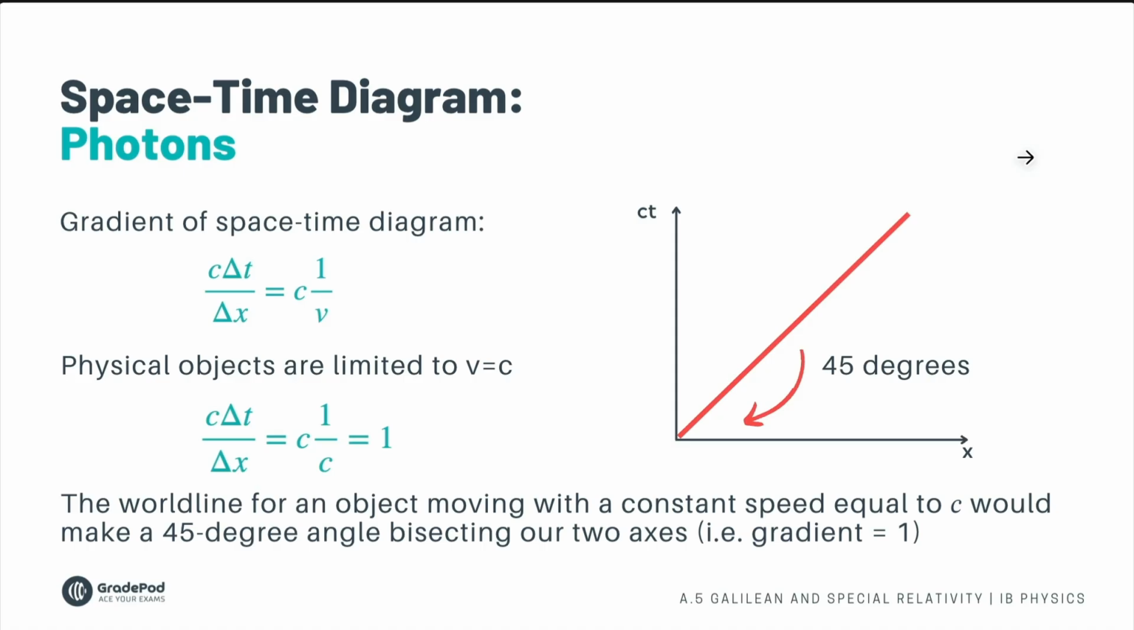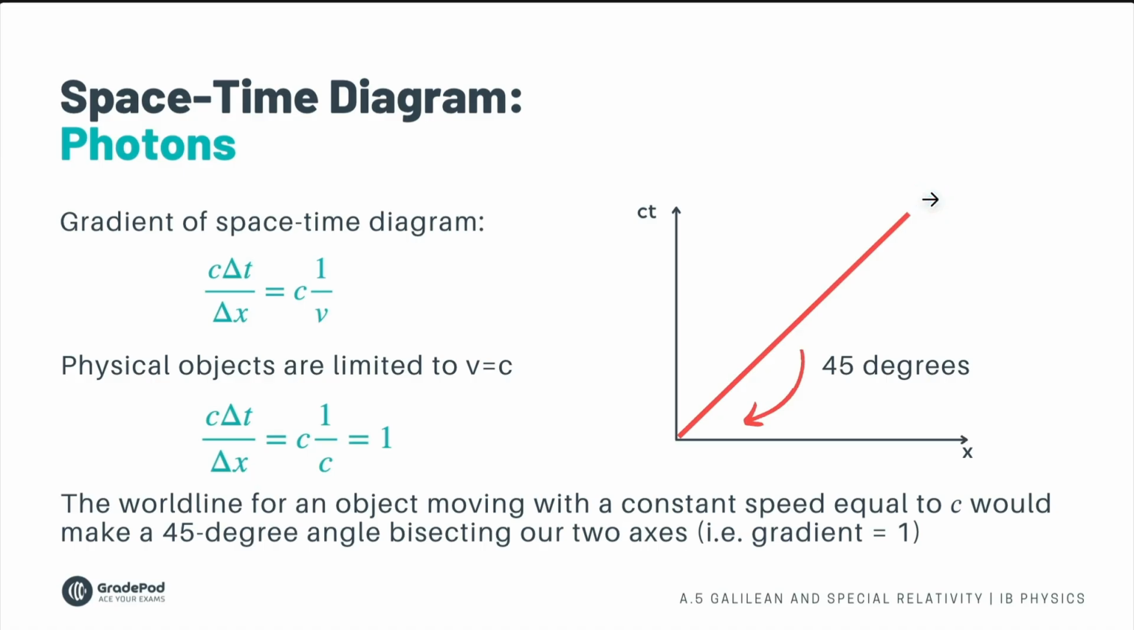We've gone from one extreme, where we're looking at stationary objects, to the other extreme, where we're looking at particles that travel at the speed of light. So our gradient is actually limited on a space-time diagram to c equals 1 over c, which is 1. A gradient of 1 is at 45 degrees on this angle here. So if you see this world line here at 45 degrees, that is the world line of a photon. It's the world line of the speed of light.